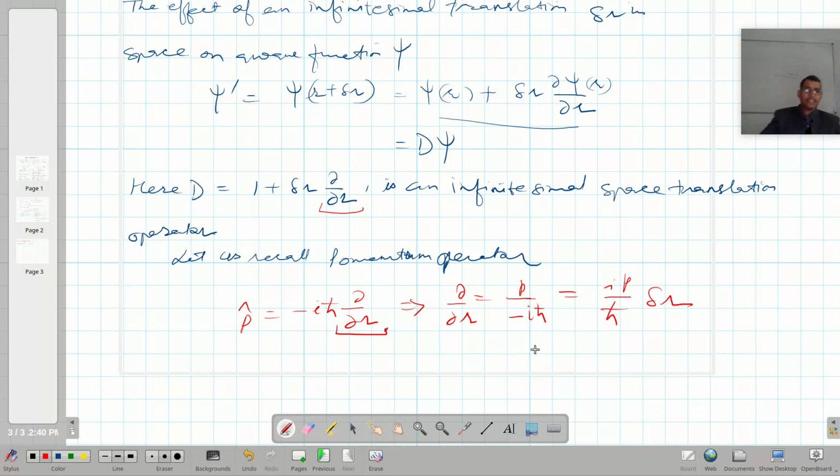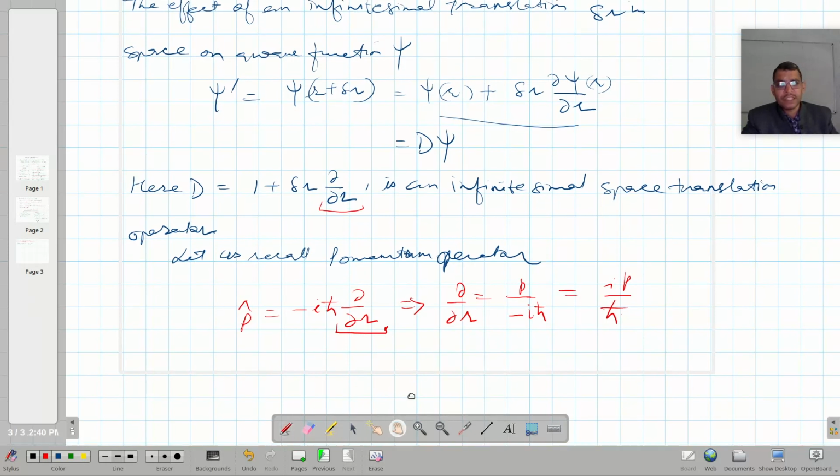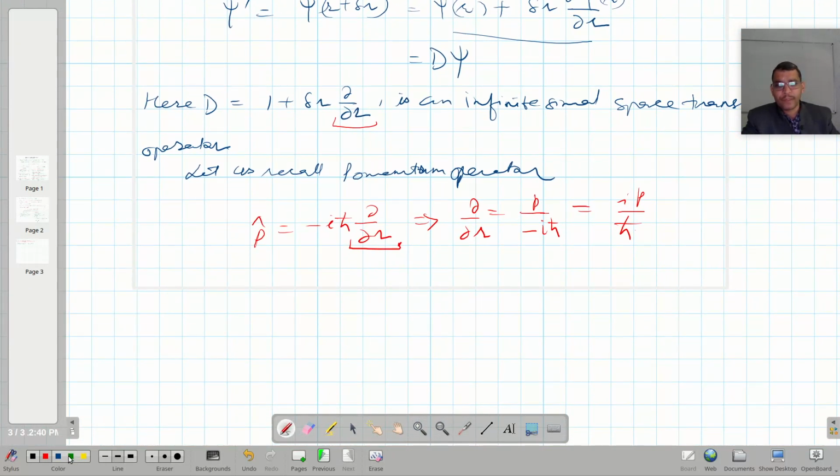Its value can be written like this, and if I put its value from here to here, then this D can be written like this: 1 plus delta r times the derivative with respect to r, and it can be written as 1 plus i P over h cross into delta r.